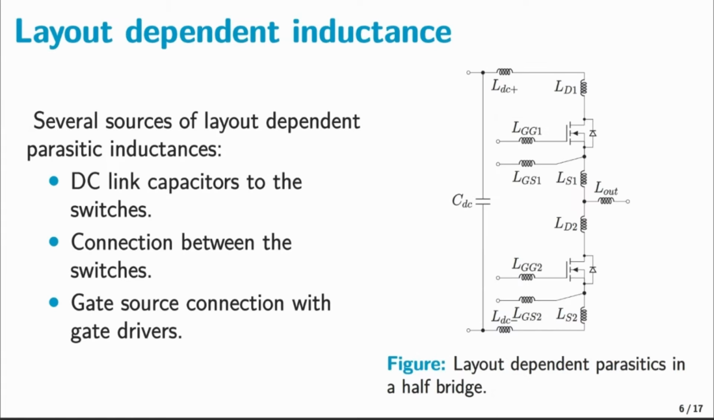Let's first discuss the layout dependent parasitic inductances. The elements LDC plus and LDC minus represent the inductance of the traces connecting the DC link capacitor to the half bridge. LD and LS are the parasitic inductances near the two switches, while LGG and LSG are the inductances in the gate drive loop.